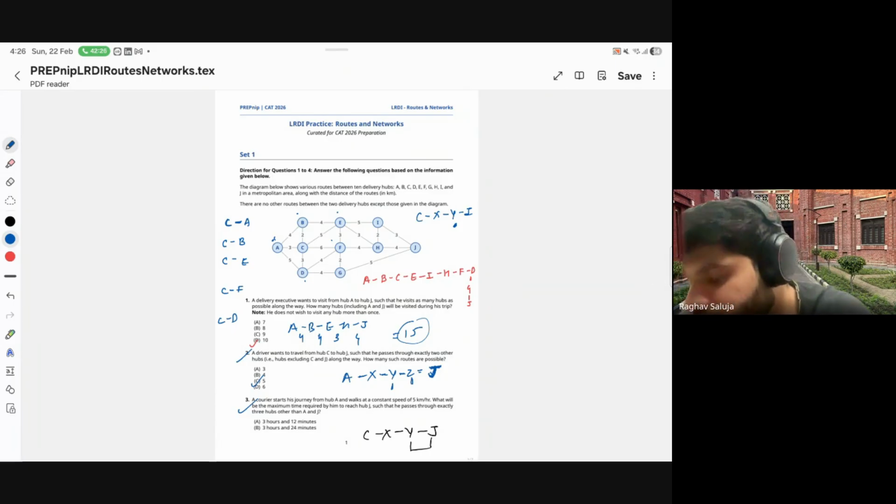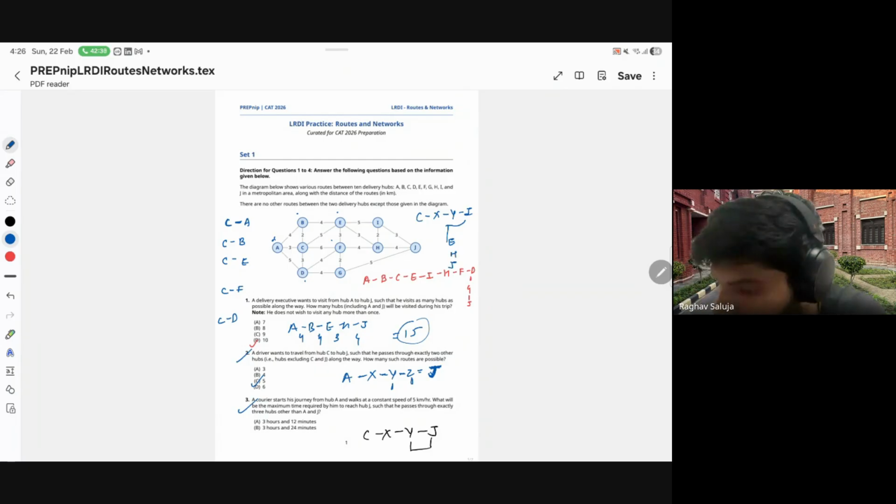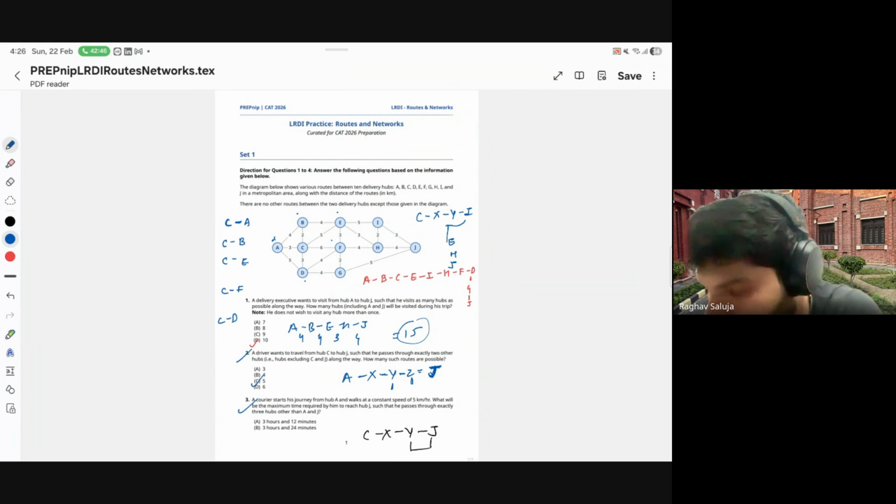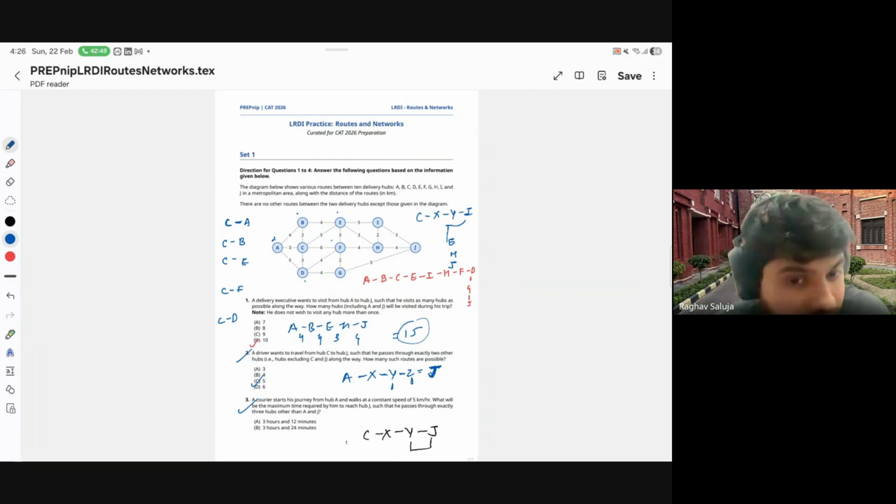Can you reach a neighbor of I? Firstly, what are the neighbors of I? Let's list down the neighbors of I. Neighbors of I are E, H and J. अब A से can you reach E or H or J directly?